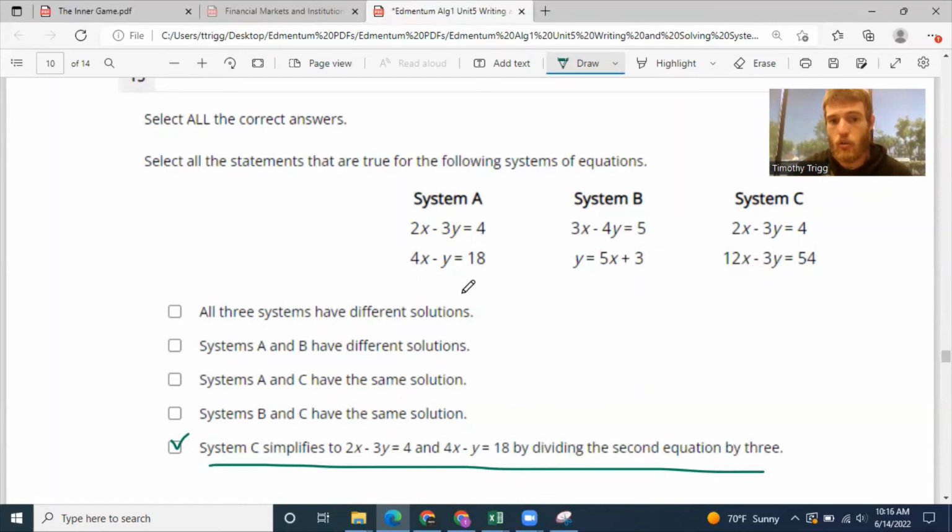Go ahead and find the solutions for each of these and see, do all three have different solutions? Do A and B? And then just click the one that's correct, basically. I'll help you by finding the solution to one of these systems. So we can do that. Let's go ahead and find the solutions for system A here.